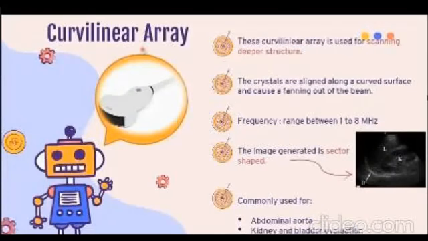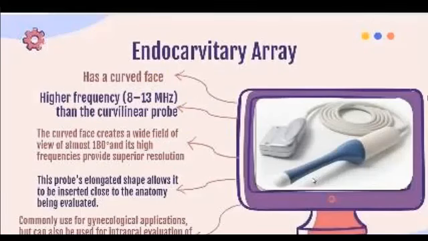Next, we continue with the curvilinear array. This curvilinear array or convex probe is used for scanning deeper structures. The piezoelectric crystals are aligned along a curved surface and cause a fanning out of the beam. This probe has frequencies ranging between 1 and 8 MHz, which allows for greater penetration but less resolution. The image generated is a pie shape. This probe is commonly used for abdominal aorta, kidney and bladder evaluation, abdominal portion of the FAST exam, and lastly for transabdominal pelvic evaluation.